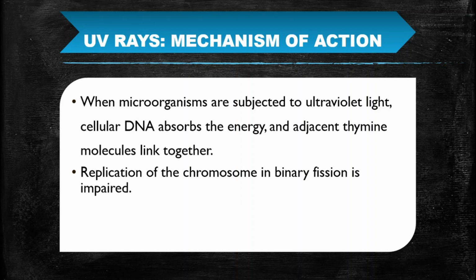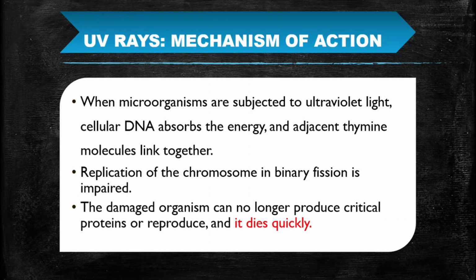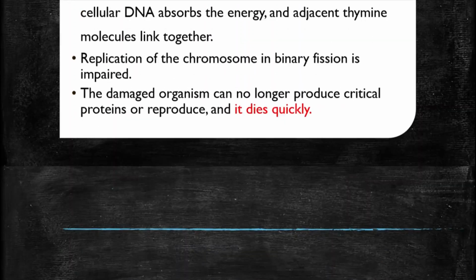So the replication of the chromosome in binary fission is impaired, and due to this the damaged organism can no longer produce the critical proteins or reproduce, and it dies quickly. So it is interfering directly with the DNA, and ultimately it is able to kill the microorganism, that is the bacteria.